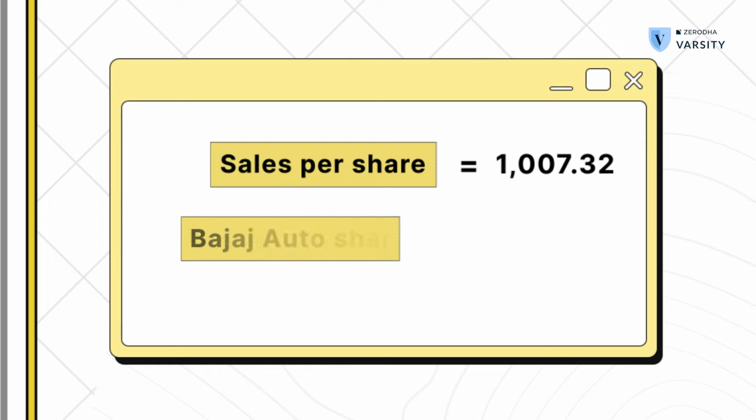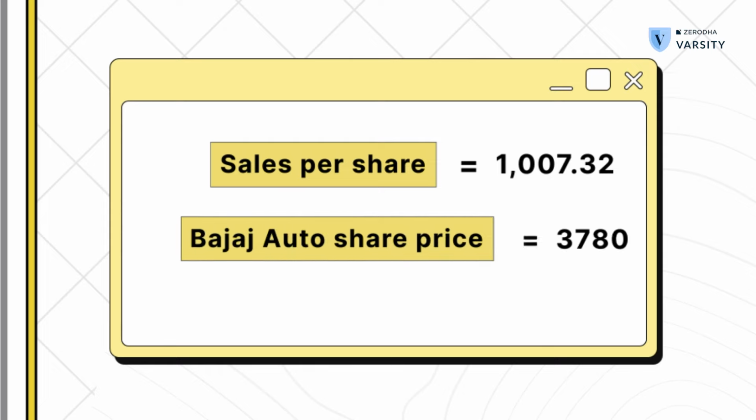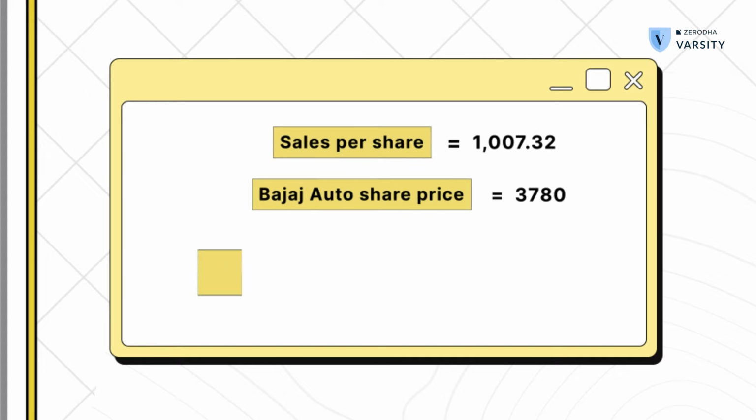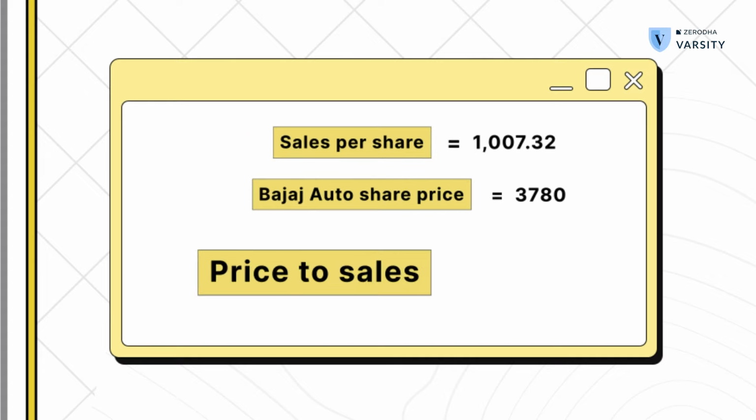As of today, Bajaj Auto is trading at a share price of 3,780. Therefore, the price to sales would work out to the price divided by the sales per share. So as you can see, the price to sales is 3.75. What this number indicates is that for every 1 rupee of sales that Bajaj Auto does, the stock price as of today is valued at 3.75 times the sales. While there is no ideal price to sales number, you need to compare the price to sales of Bajaj Auto along with its peers to get a sense of how cheap or expensive the stock is.